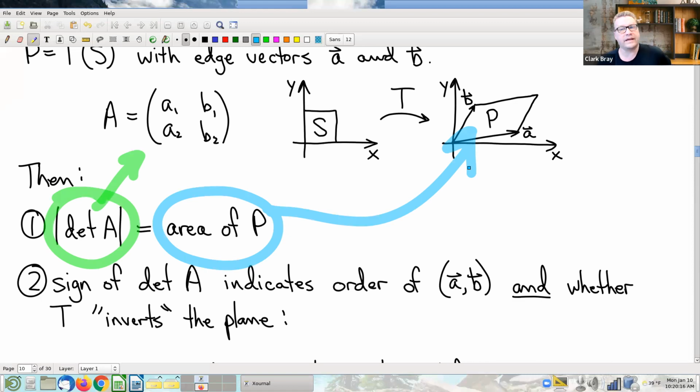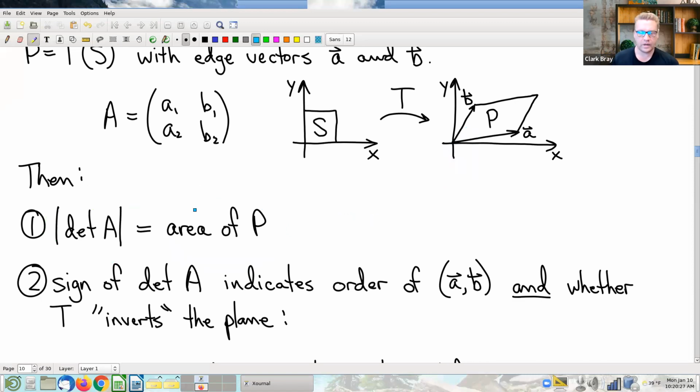Determinants are allowed to be negative, right? Determinants are about half the time negative. And area, of course, is an intrinsically positive concept. Okay. All right, so that's the first fact.